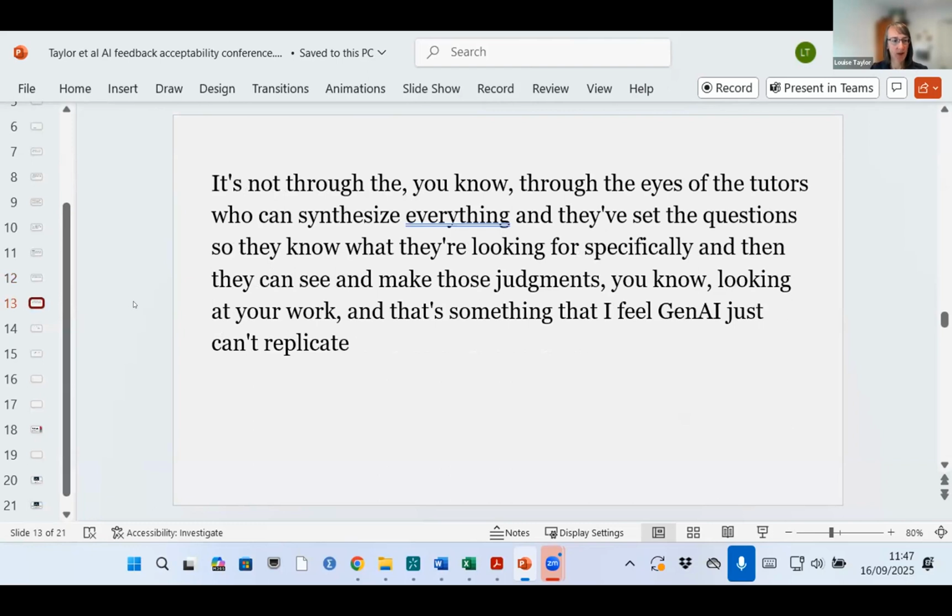Another student said, it's not through the eyes of the tutors who can synthesise everything, and they've set the questions, so they know what they're looking for specifically, and then they can see and make those judgments. Looking at your work, that's something that I feel GenAI just can't replicate. So it's this idea that the tutor is the expert who knows everything. They know what they've set, they know what they're looking for, they know what they've told students in the classroom. GenAI can't possibly know that.